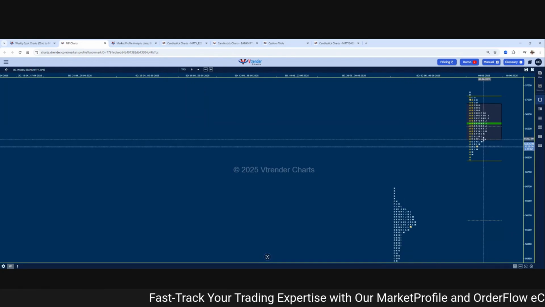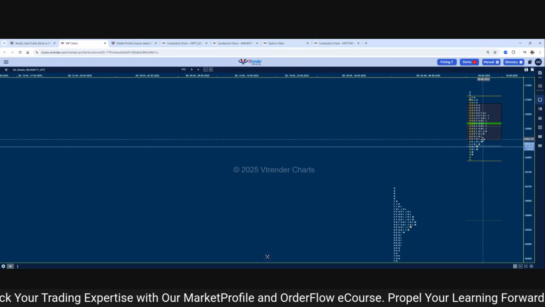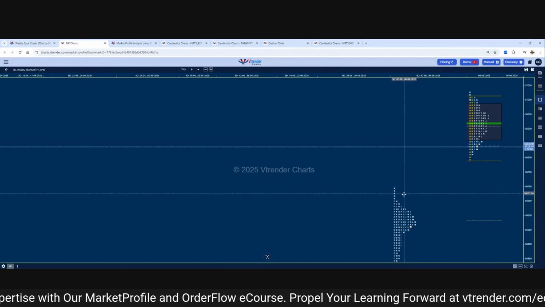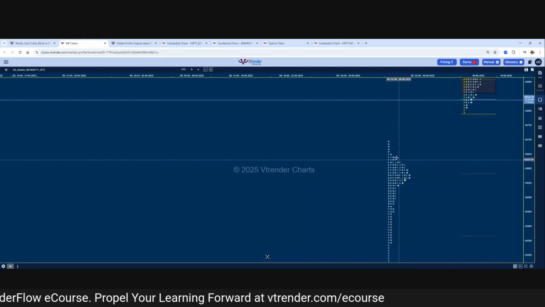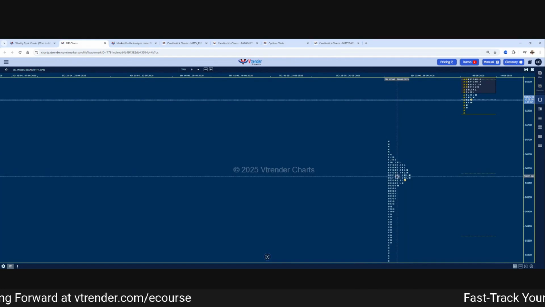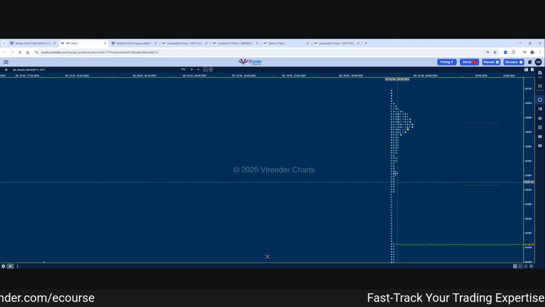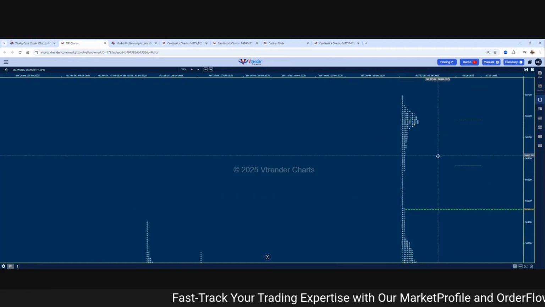So if we get an initiative move to the downside from this 56860, then we are looking for a test of this weekly profile of last week. We can test this HVN, which was the POC of Friday, and then we can get into this spike zone which we have discussed in the report.